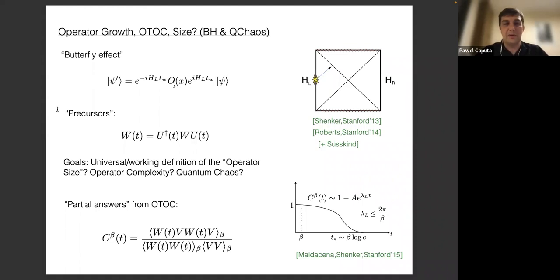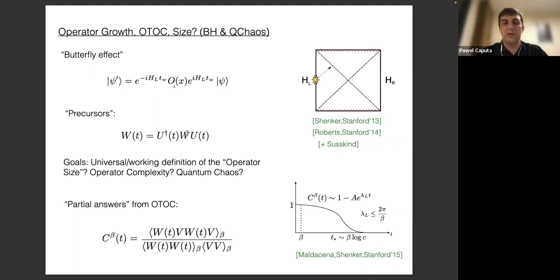And then it somehow evolved into this story of precursors, where we studied some operator W, some general operator in CFT with some unitary evolution. And the goal in this program, somehow this discussion on the butterfly effect and this operator growth matured into some precise questions: whether we can define some universal working definition of the operator size in many-body quantum systems or in quantum field theories, or something like an operator complexity.